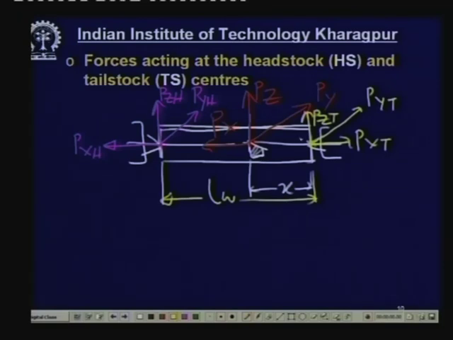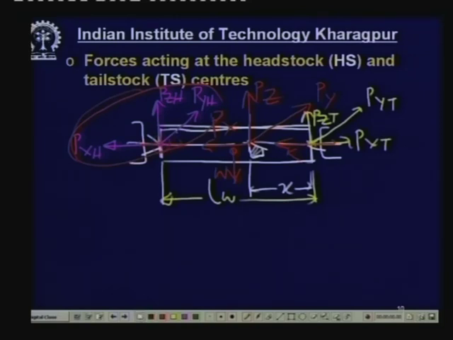Now, remember, when we hold the job, we apply an additional force for tightening the job, is it not? So, that acts in this direction. Suppose this is called K, and the job is heavy, so it has its own weight, and suppose that weight is W, acting at the center. Now, determine these three forces, PZH, PYH and PXH, acting at the headstock center. How will you do that?